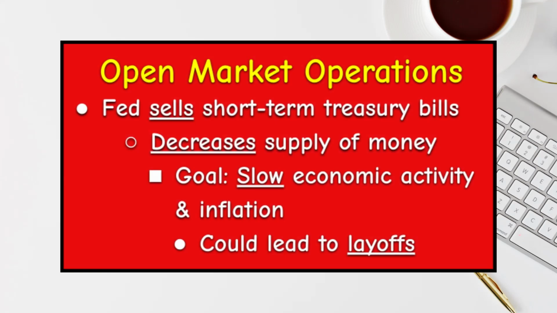On the other hand, if the Fed sells investments, it's effectively pulling more cash out of the financial system. This is a tactic to reduce inflation, but it may cause unemployment to rise. This is another restrictive or contractionary policy.